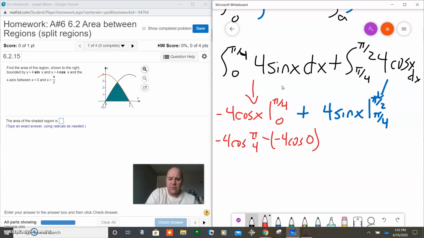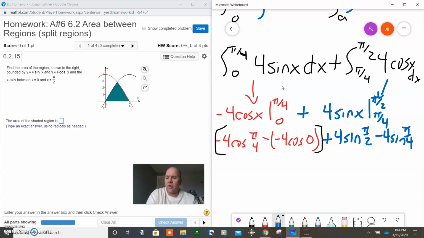That's just the first half of this part, the left side of the graph. So let me squeeze in the other part here. Plus 4 sine pi over 2 minus 4 sine pi over 4. You take the left side minus the right side there.